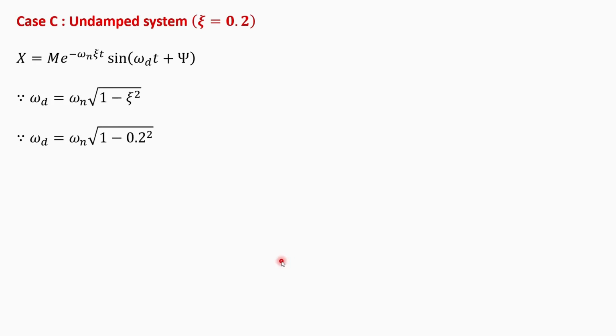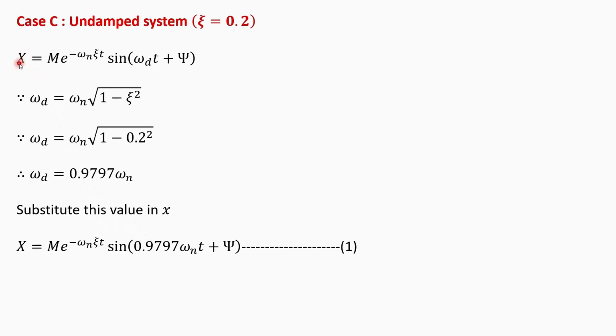Similarly, for underdamped system, value of x is m e raised to minus omega n zeta t sine omega d t plus psi, where damped circular frequency is omega n square root of 1 minus zeta square. Substitute the value of zeta, that is 0.2. So we can say that omega d is, if you make this calculation and take square root, 0.9797 omega n. Now substitute its value in equation of x. So in place of omega d, we have to substitute this value.